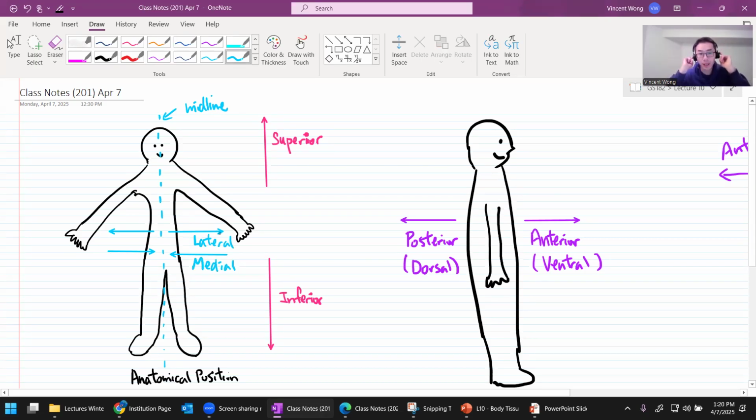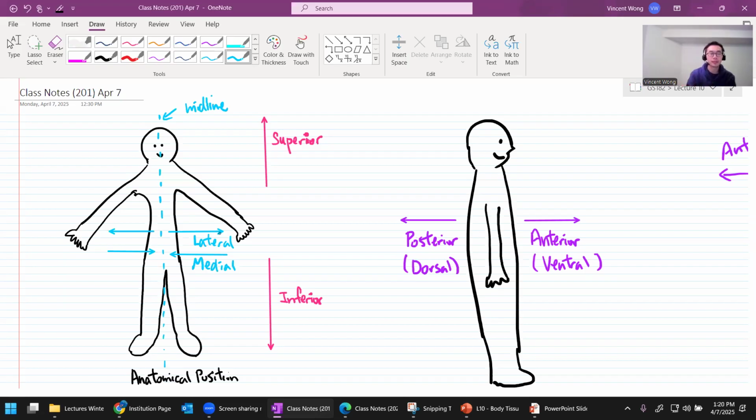Your ears are lateral to your nose. Ears are lateral to the nose. The nose is medial to your eyes. Nothing is more medial than things that are on the midline. So what are some things that are on the midline? You got your nose on the midline. What else is on the midline? The mouth is on the midline. Anything else?